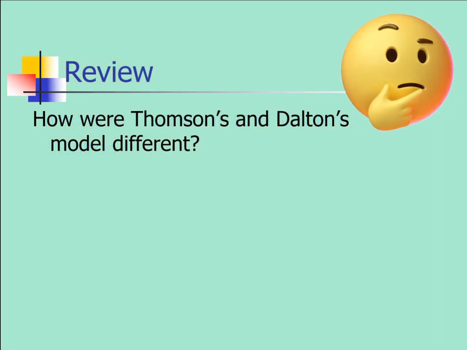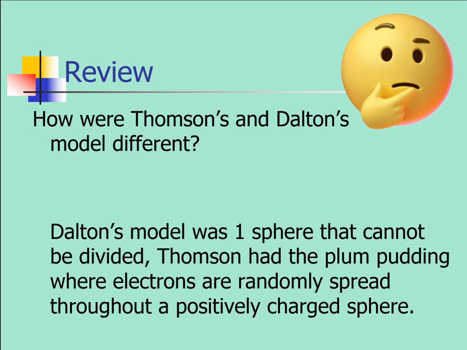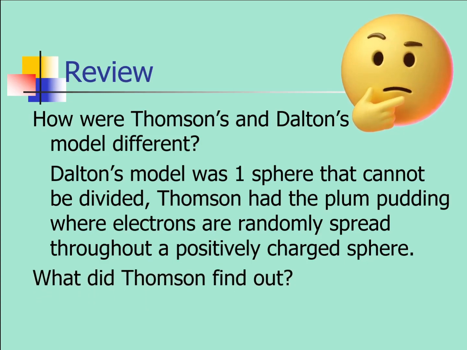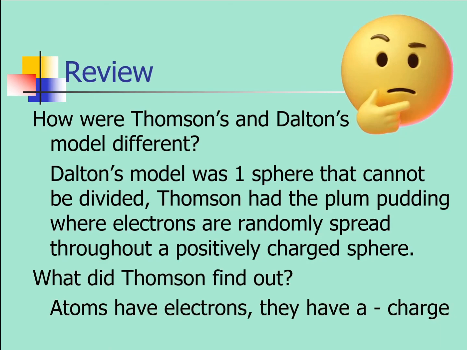Next, how were Thomson's and Dalton's models different? Yes, Dalton's model was one sphere that cannot be divided, but Thomson had the plum pudding where electrons are randomly spread throughout a positively charged sphere. What did Thomson find out? Yes, Thomson found electrons, which have a negative charge.